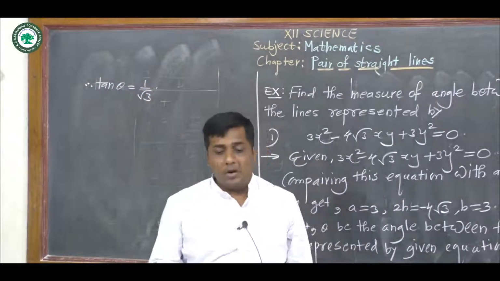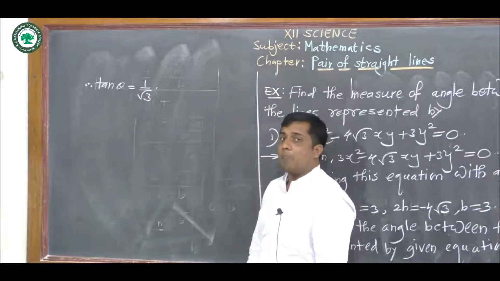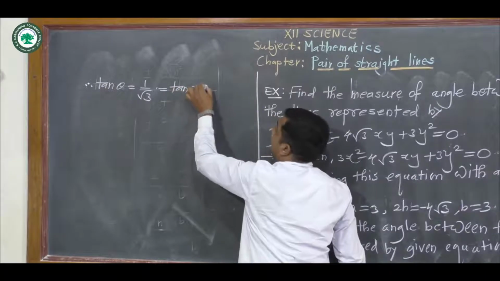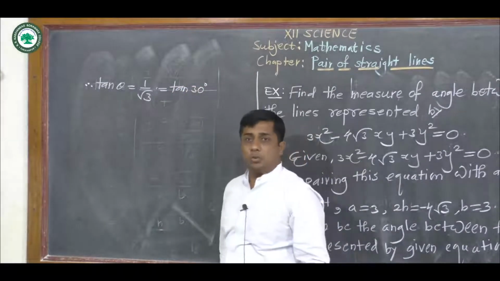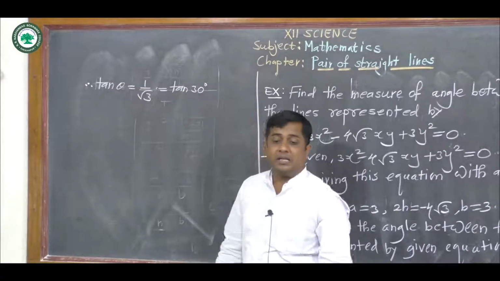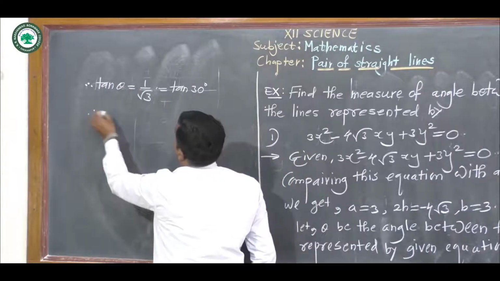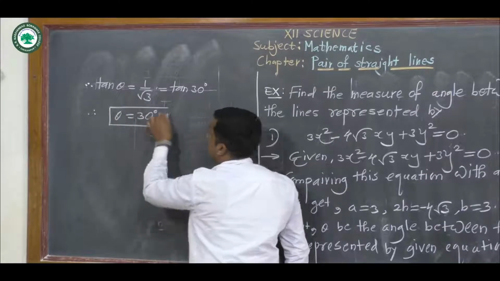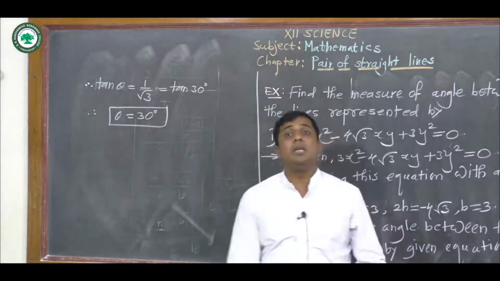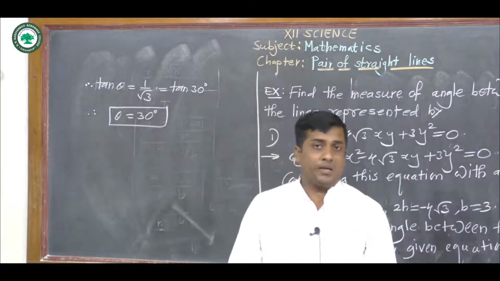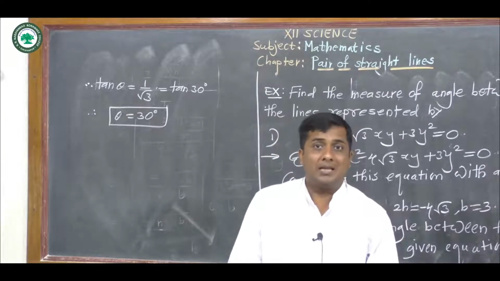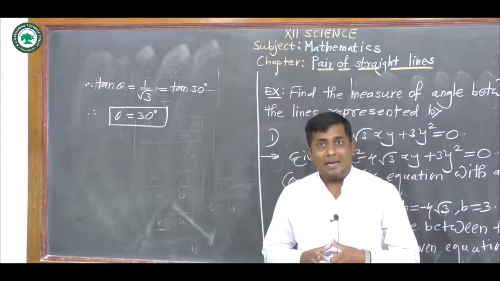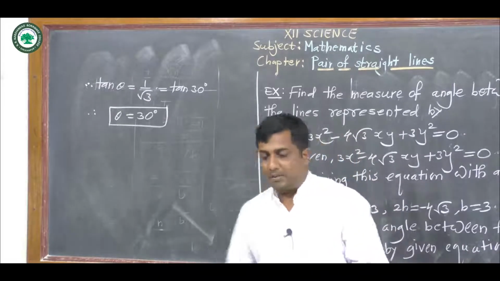Now we know tan 30 is 1 upon root 3, so this is equal to tan of 30 degree. Now comparing these two, tan theta and tan 30 degree, we get theta is equal to 30 degree, and this 30 degree is the angle between the two lines. Okay, so it is a very simple example. Let's go with our second example.